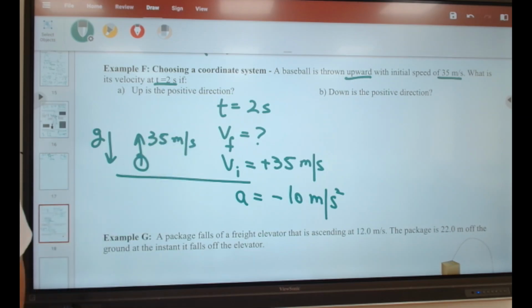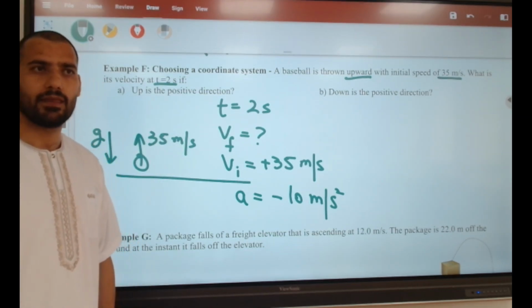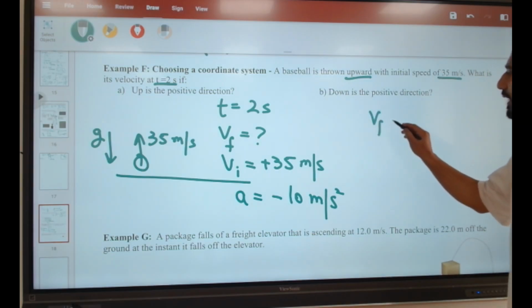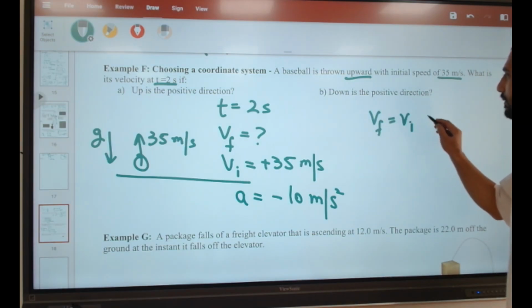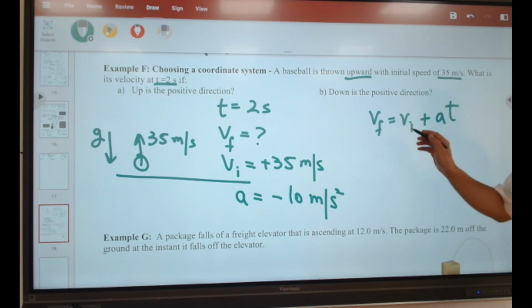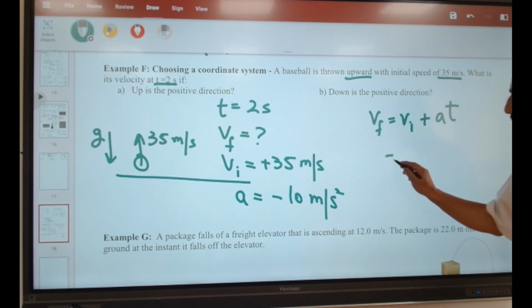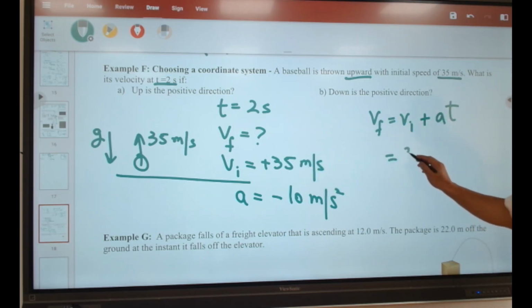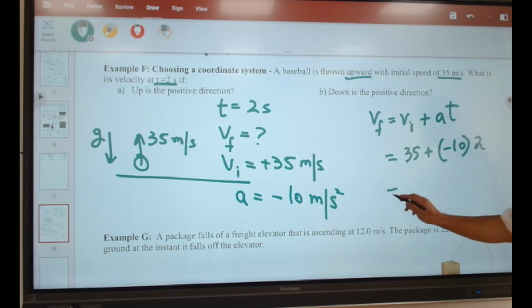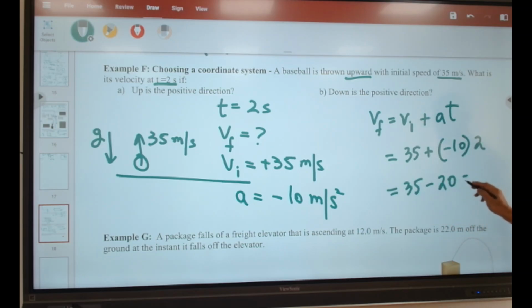Now, let us try to solve it. Which equation will we use? V final? Yes. V final is equal to V initial plus acceleration into time. Is that fine? So, what is the final velocity? We have to find that. What is the initial? 35. Plus, what is the acceleration? Negative 10. And what is time? See? 35 minus 20. How much is it?